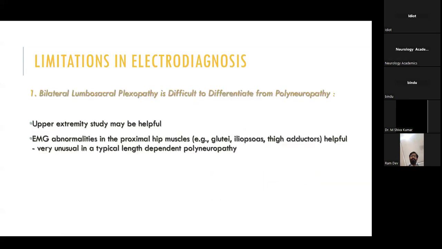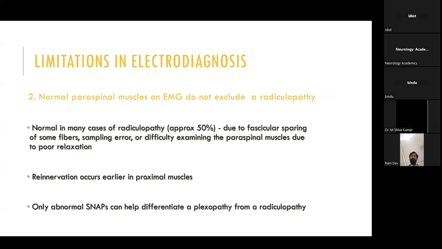Limitations in electrodiagnosis. Bilateral lumbar plexopathy is difficult to differentiate from polyneuropathy. In such scenarios, upper limb extremity studies are helpful. Normal paraspinal muscles on EMG do not exclude a radiculopathy, though we have discussed till now that paraspinal involvement is seen in radiculopathy. It does not exclude radiculopathy because in the process of recovery, reinnervation occurs earlier in the proximal muscles.